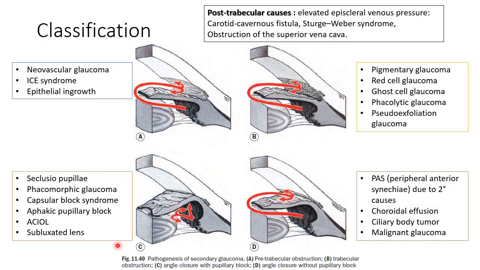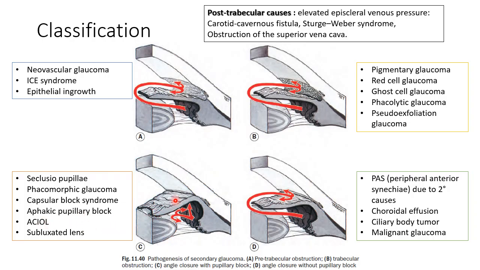These are some things that are going to cause a pupillary block. Capsular block syndrome is seen in cases of pseudophakia. It is the capsule here. There is no lens, it is the capsule which is sticking to the posterior iris and blocking the forward movement of aqueous. Aphakic pupillary block, there is no lens. It is the anterior vitreous which is just coming forward and blocking the pupillary region.